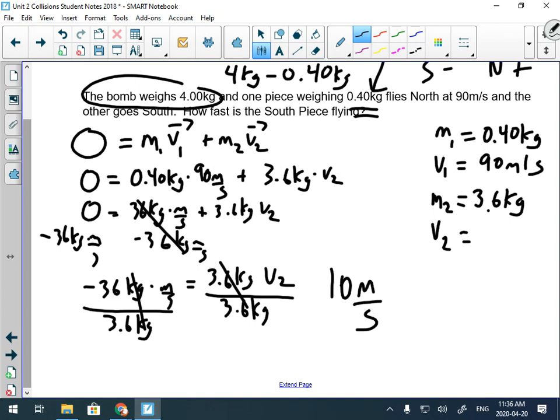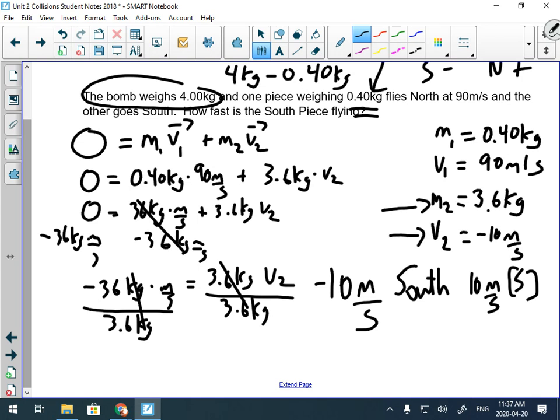But it's negative. And what direction is negative, did we say? Is south. So we can either communicate that as negative 10 meters per second. That's cool. That negative means it's moving south. Or I can go 10 meters per second south. And if we look, the second chunk is way heavier, so it shouldn't be moving as fast.